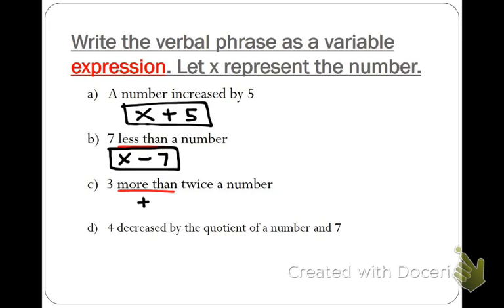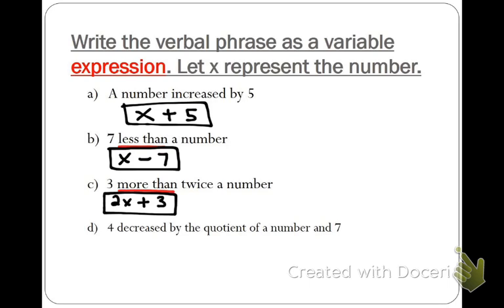2x plus 3. You are correct. Okay? Notice how she just put the 2 directly next to the x. What does that mean? She doesn't have an operation there, but what does it mean when a number is directly next to a variable? Multiply. You have to multiply it together. So where it says twice a number, that means 2 times a number, 2x, and then she added 3 and she switched it around. Okay?